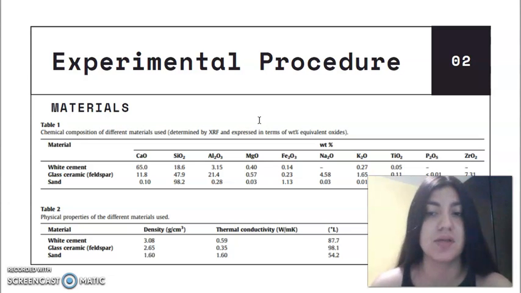Regarding the experimental procedure and materials, white Portland cement was used in this study, and another type, feldspar-based glass ceramic, to replace normalized sand, composition of white cement and synthetic feldspar.